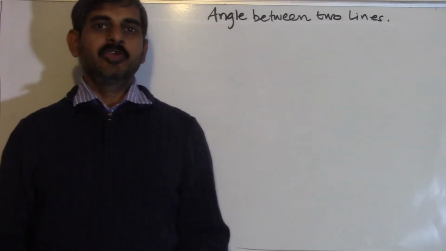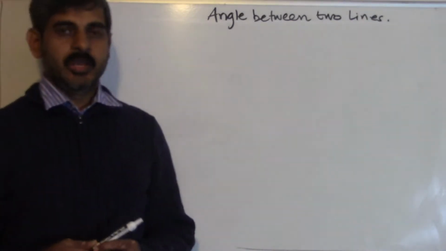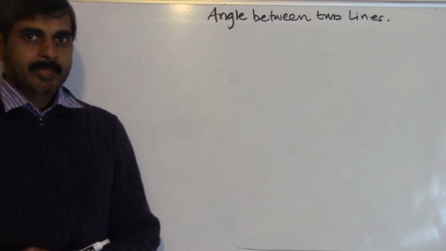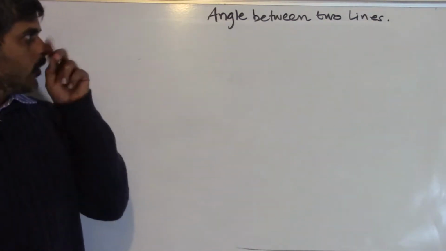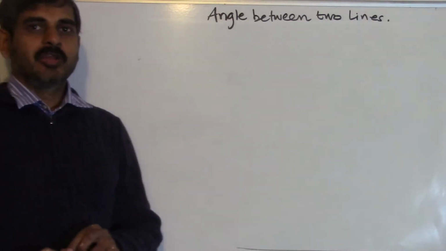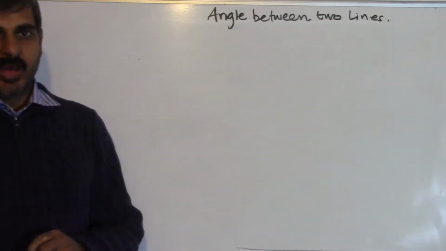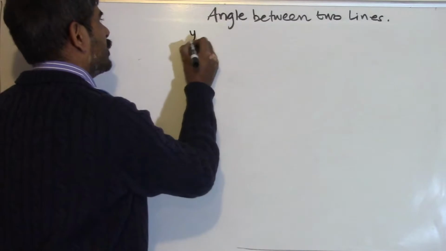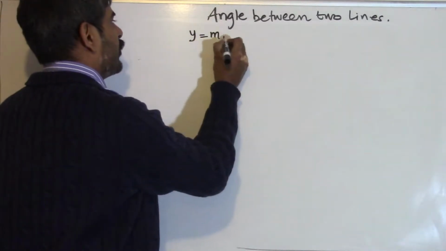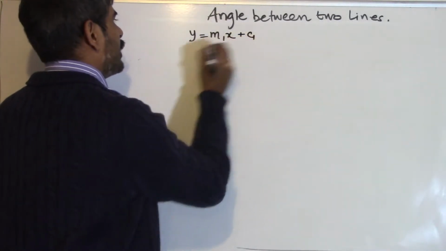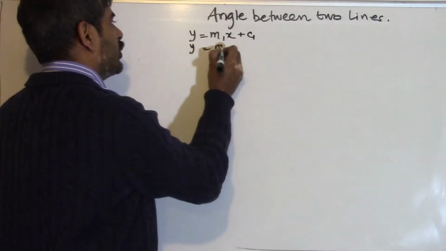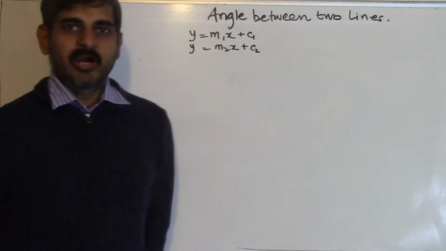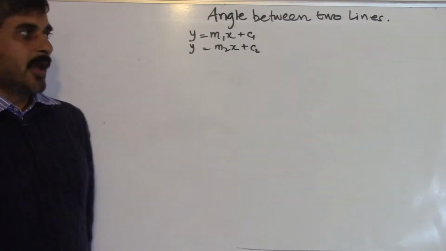So far we have seen the equations of the straight line in different forms, and now we will turn our focus to find out the angle between two given lines. Let's say we are given two straight line equations, y is equal to m1x plus c1 and y is equal to m2x plus c2, and we are trying to find out the angle between these two lines.